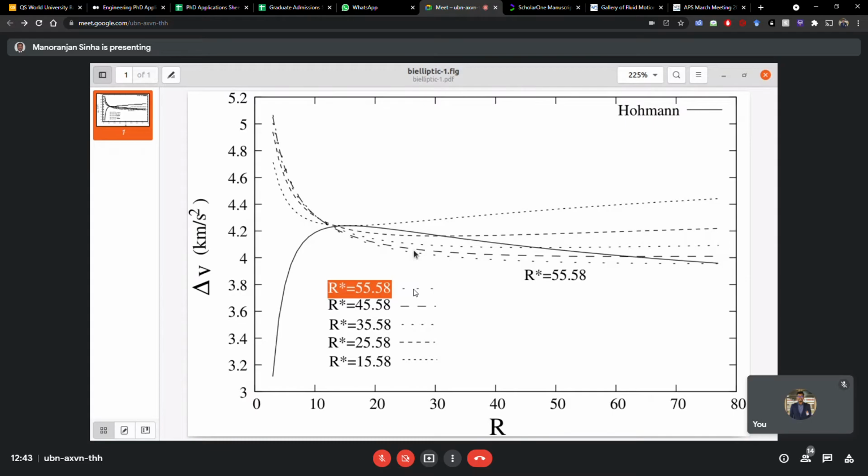Okay, not definite. As you can see here, if your n becomes large, even the bielliptic transfer will saturate to a certain value, and then your Hohmann transfer will become better for a very large value of R. So these things need to be worked out and properly planned if you are doing trajectory transfer. This figure I will supply to you. Let us go back and look into the problem we are working with.